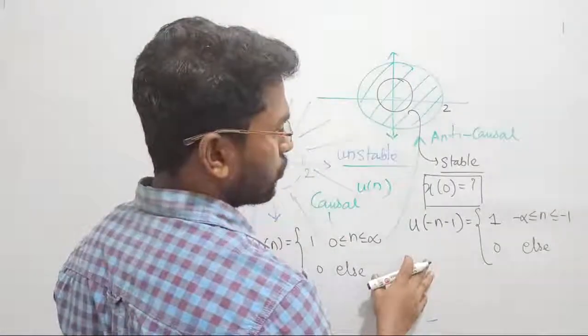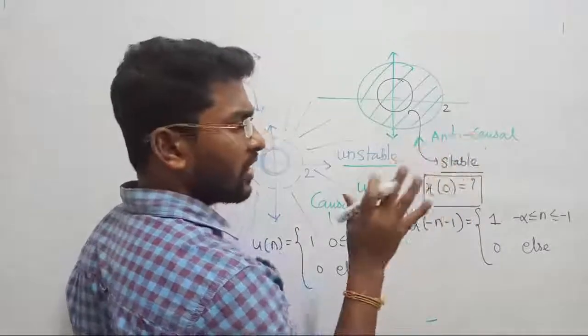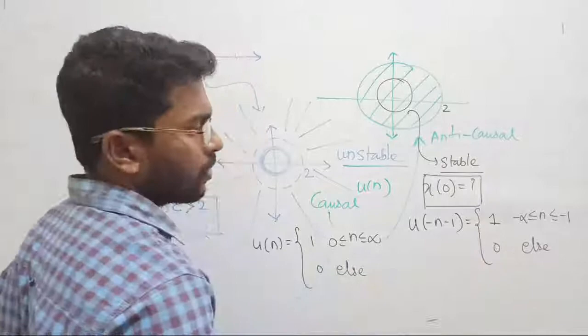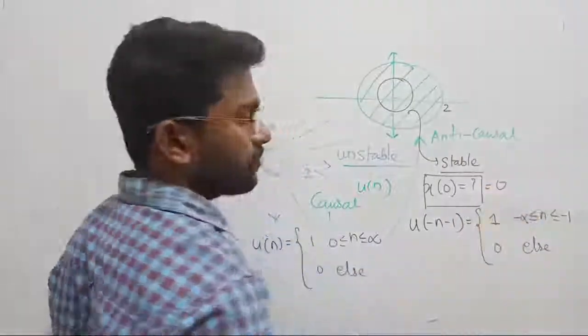So from this I understood x of 0 does not exist in the anti-causal signal. 0 is existing in the causal signal. In anti-causal we are running up to -1 only. So the correct answer for this function is 0.